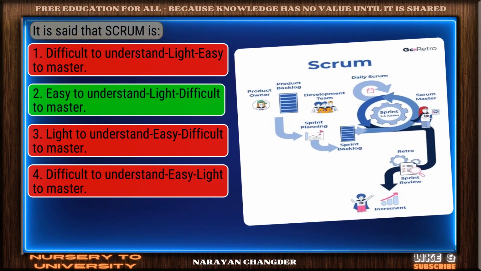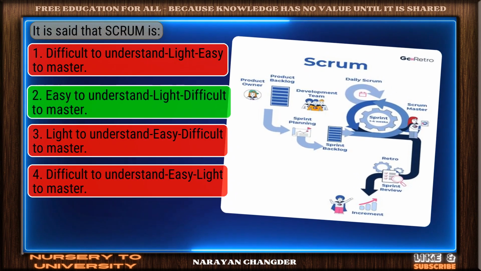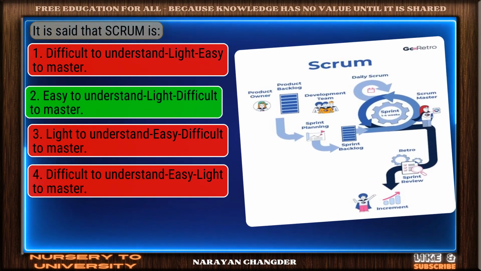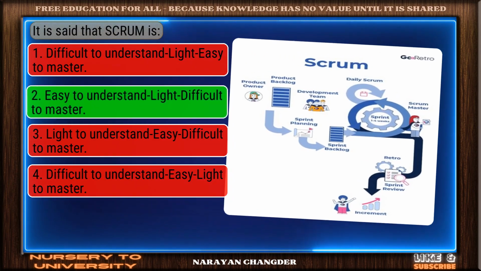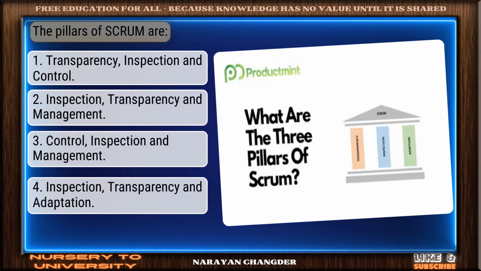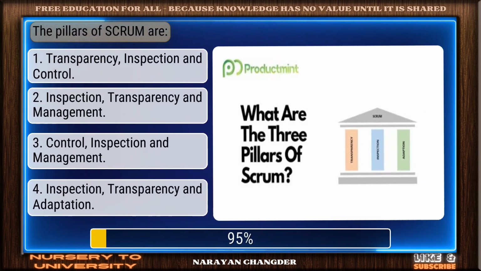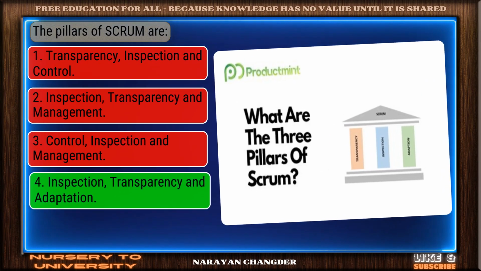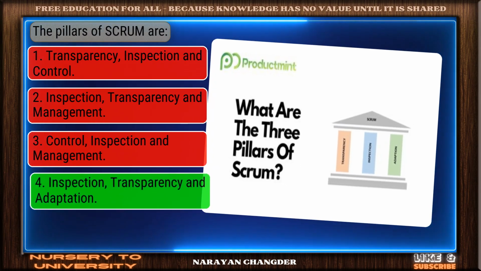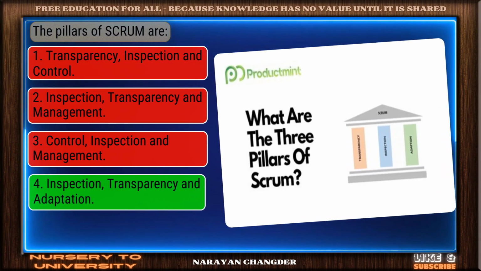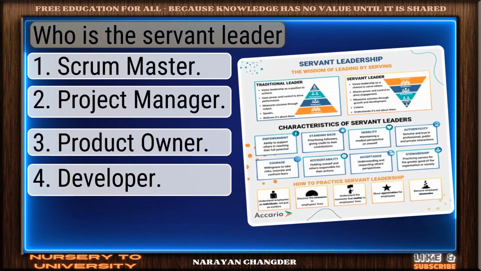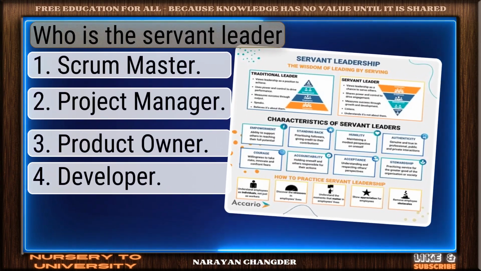Great thinking. Easy to understand, light, difficult to master is the right choice. Question number 48. The pillars of Scrum are. Sharp thinking. Inspection, transparency, and adaptation is the right choice. Question number 49. Who is the servant leader?